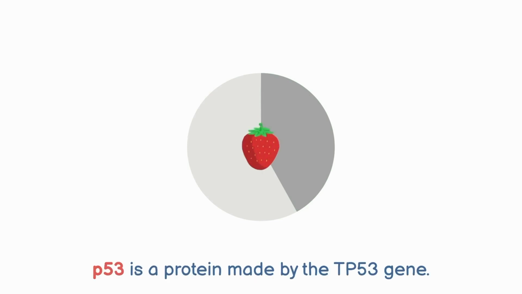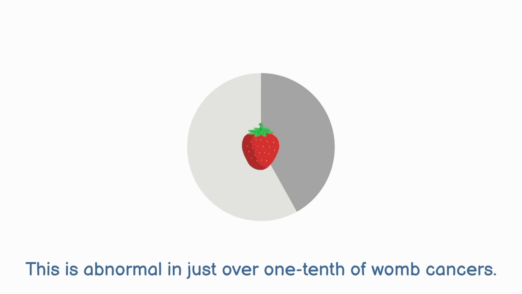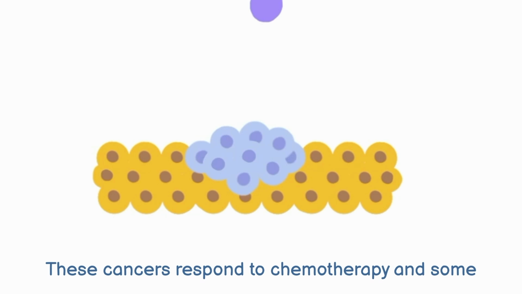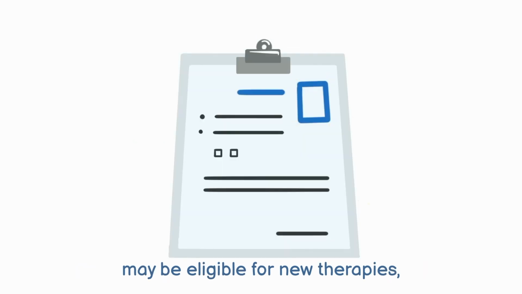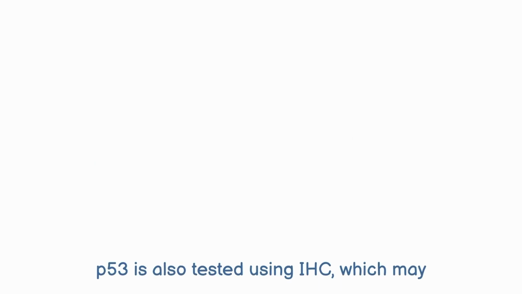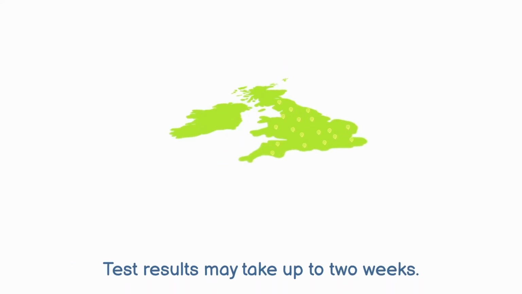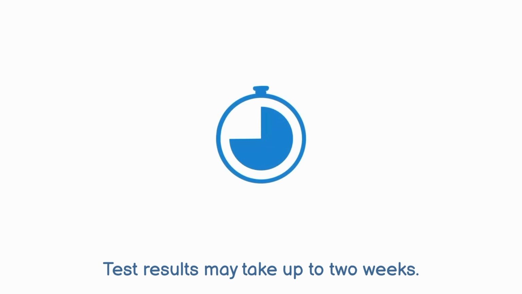P53. P53 is a protein made by the TP53 gene. This is abnormal in just over 1/10 of womb cancers. These cancers respond to chemotherapy, and some may be eligible for new therapies, often as part of a clinical trial. P53 is also tested using IHC, which may be carried out in a local or regional laboratory. Test results may take up to 2 weeks.